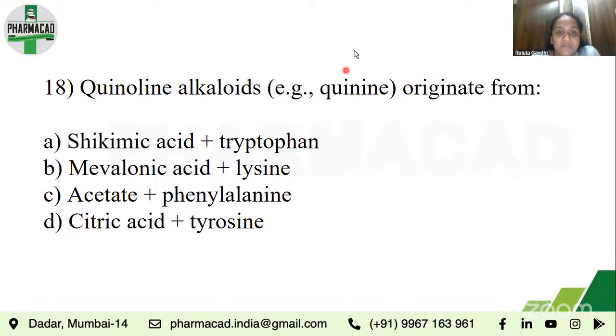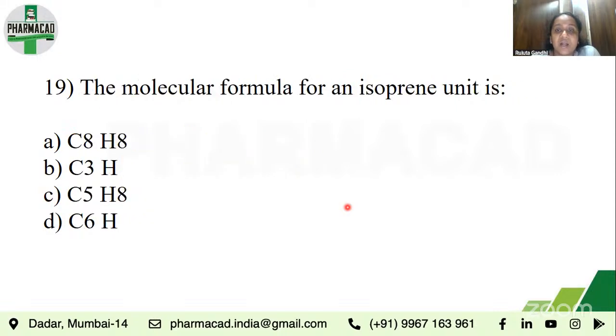Okay, two of them have given answers. I have just now discussed this as well. So the answer to this is shikimic acid and tryptophan, in that chart I had mentioned. Molecular formula for an isoprene unit: very easy, I will not repeat again. This has been discussed. It's C5H8. The rest are all wrong.